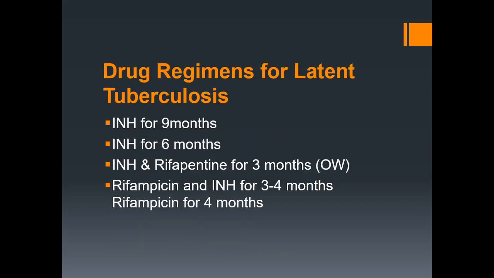Drugs we have for latent tuberculosis, probably the best tested regimen is the INH for 9 months, 300 milligrams daily for 9 months. 6 months is okay, but the results are less. With the 9 months, the efficacy is higher. We can use INH and rifapentine for 3 months, once weekly dose, higher dose of INH than the usual dose, or rifampicin and INH for 3 to 4 months, or rifampicin for 4 months.